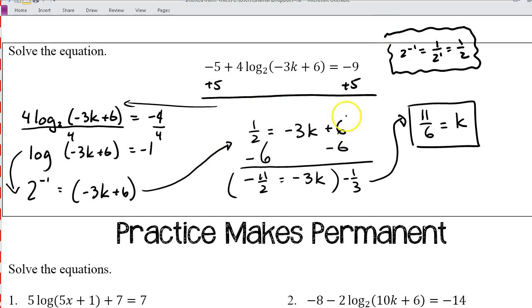And then it's just a matter of solving this equation. We'll subtract 6 from both sides. Since I need to get rid of this negative 3, and I've got some fractions already, instead of dividing by 3, I multiplied through by negative 1/3. Again, if you're having trouble with these fractions, you can do it on your calculator. Just use the math button and change it to a fraction. And when we multiply negative 1/3 times negative 11/2, we get 11/6, which is our value for k.